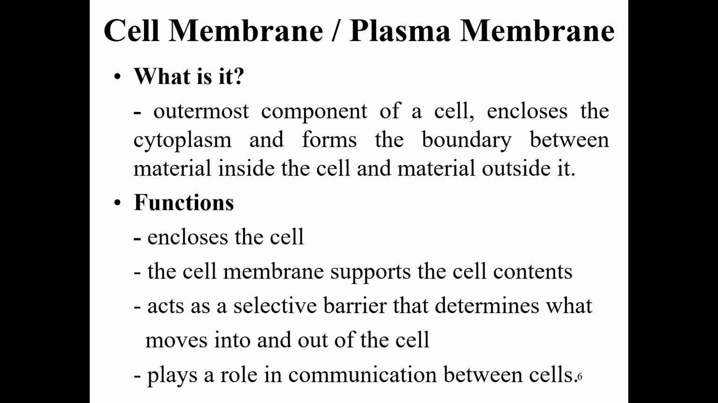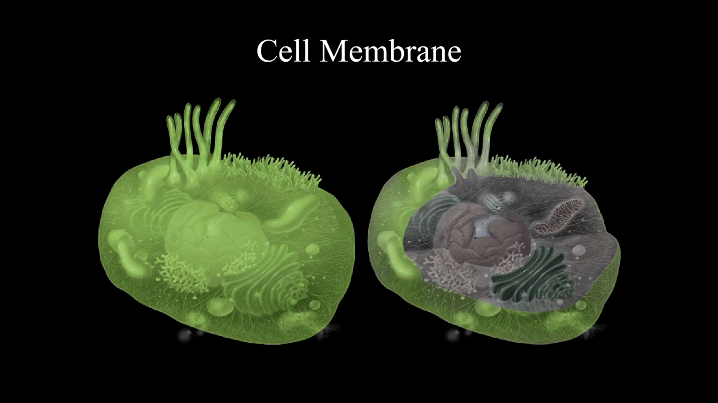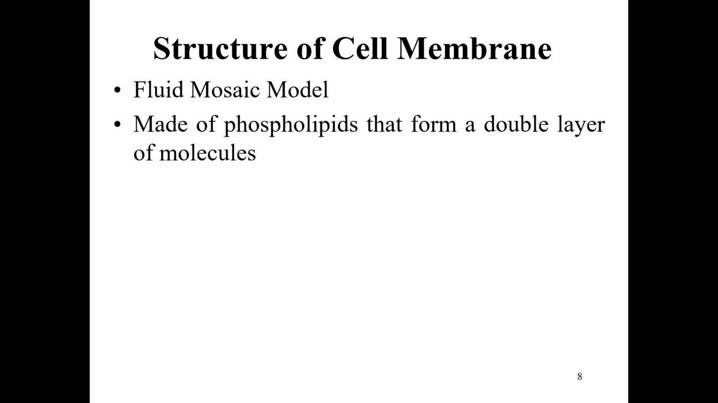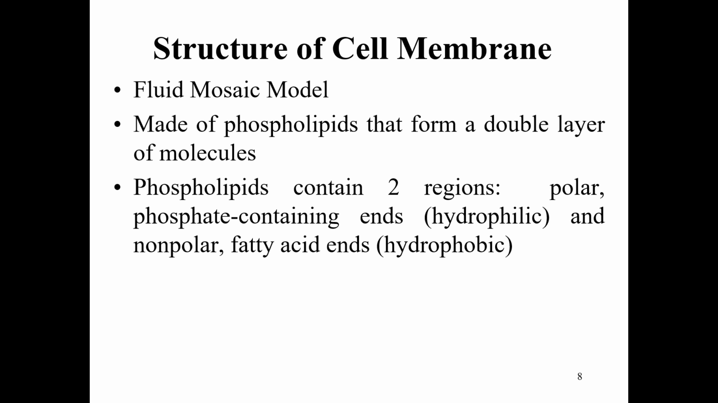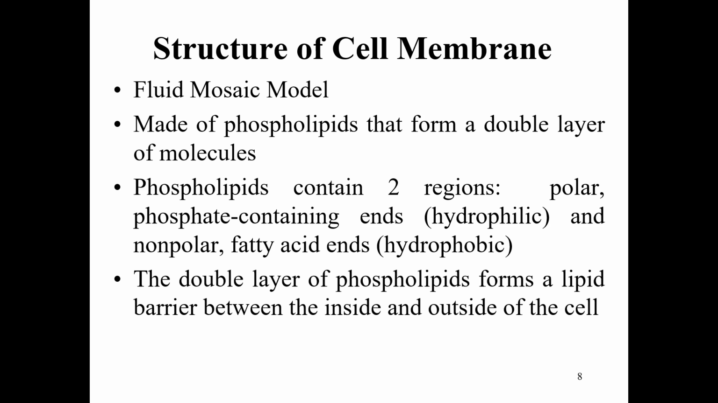It also plays a role in the communication between cells. So the cell membrane is highlighted in green. It encapsulates or surrounds all the parts inside the cell. The most famous model of the structure of the cell membrane is the fluid-mosaic model, in which it is made out of phospholipids that form a double layer of molecules. Phospholipids contain two regions: polar, phosphate-containing ends, which are the hydrophilic part, and nonpolar fatty acid ends, which are the hydrophobic part. The double layer of phospholipids forms a lipid barrier between inside and outside the cell.